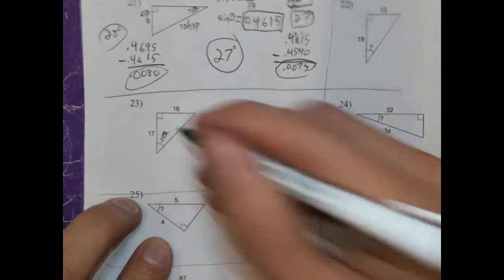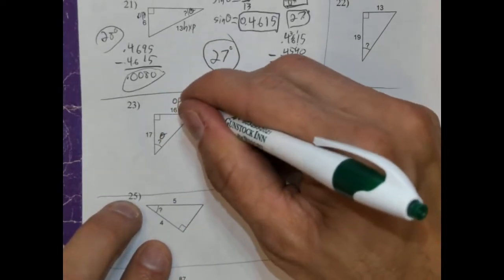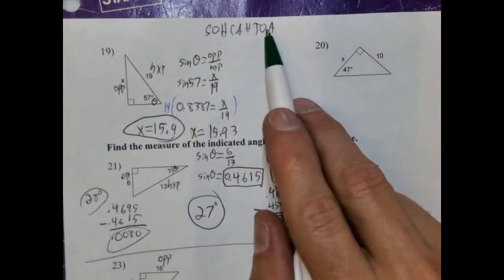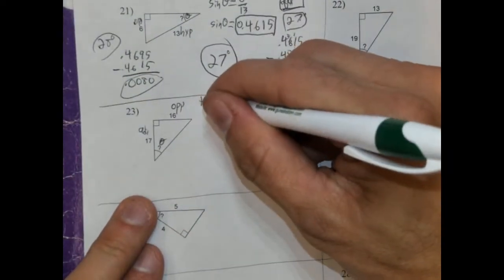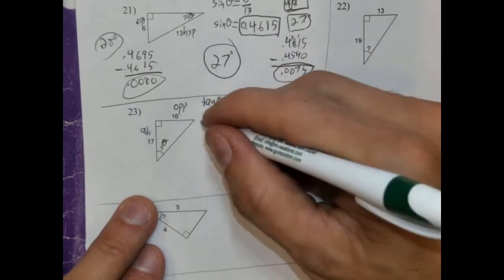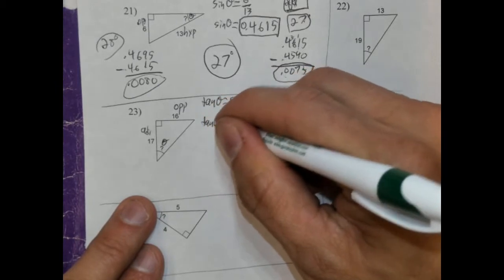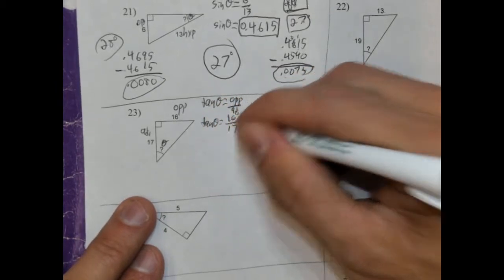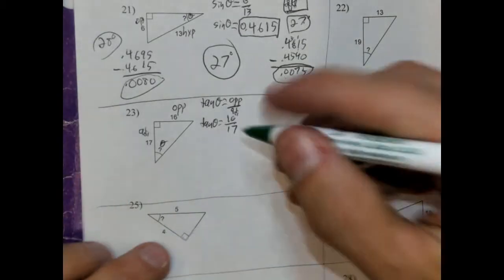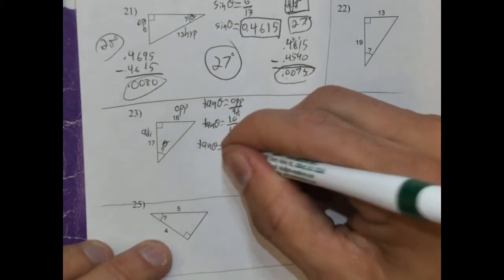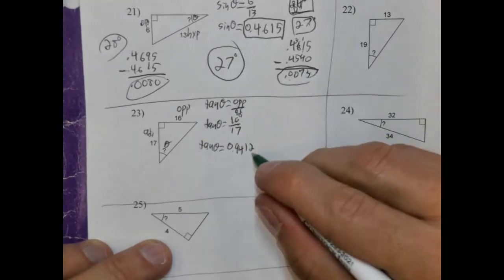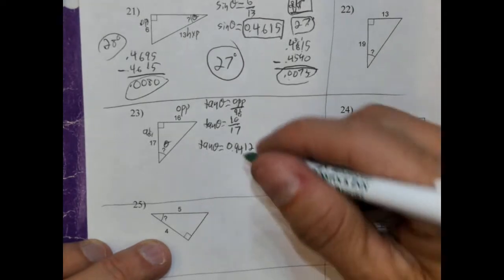So theta goes here. Here's our opposite. Here's our adjacent. We know opposite over adjacent is going to be our tangent function, right? So tangent of theta equals opposite over adjacent, and tangent of theta equals 16 over 17. Let's divide that off screen. 16 divided by 17 is going to be tangent of theta equals 0.9412. Now, there was a 1 there, but there was a 7 afterwards, so I rounded to 1, 2.